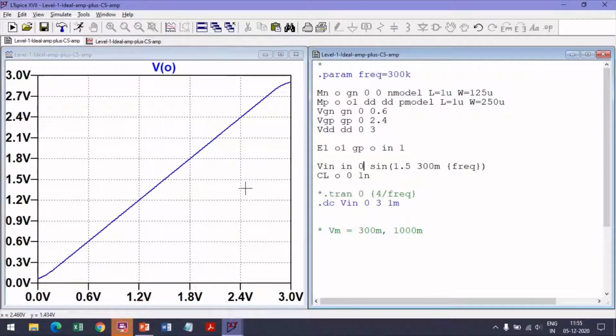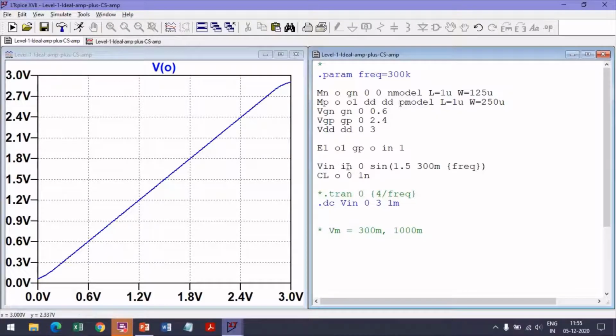Okay, so the output voltage as the input goes from 0 to 3, now the output also is nicely going from 0 to 3, almost. There is a small 0.1 volt which will stay to keep MN and MP on. Alright, so there is a slight bending over, but otherwise this is almost an ideal unity gain feedback amplifier.